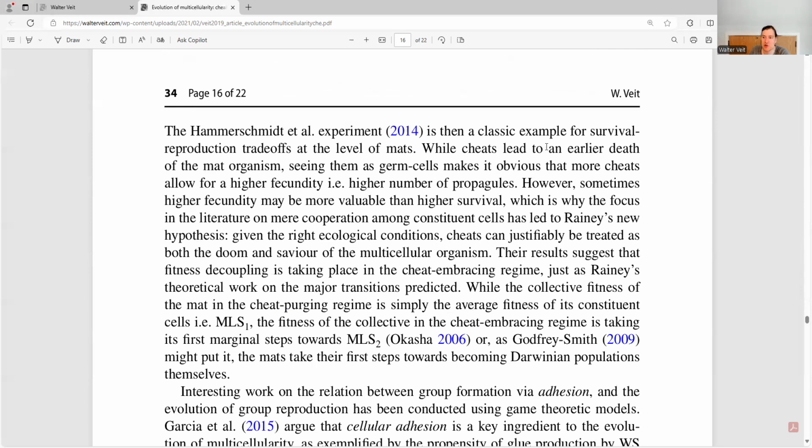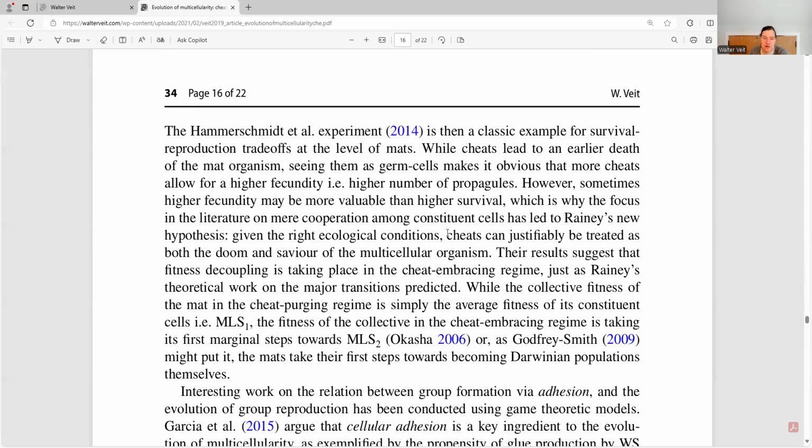While cheats lead to an earlier death of the mat organism, seeing them as germ cells makes it obvious that more cheats allow for a higher fecundity, that is, a higher number of propagules. However, sometimes higher fecundity may be more valuable than higher survival, which is why the focus in the literature on mere cooperation among constituent cells has led to Rainey's new hypothesis. Given the right ecological conditions, cheats can justifiably be treated as both the doom and savior of the multicellular organism.